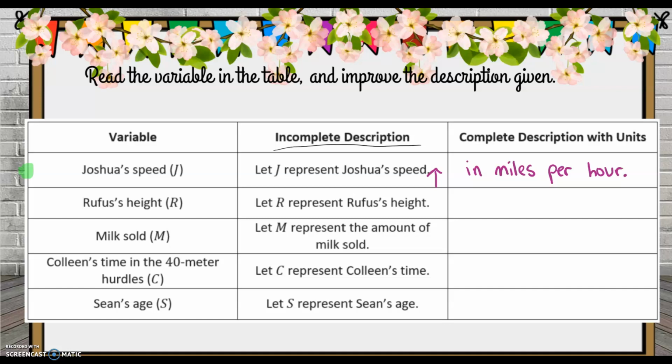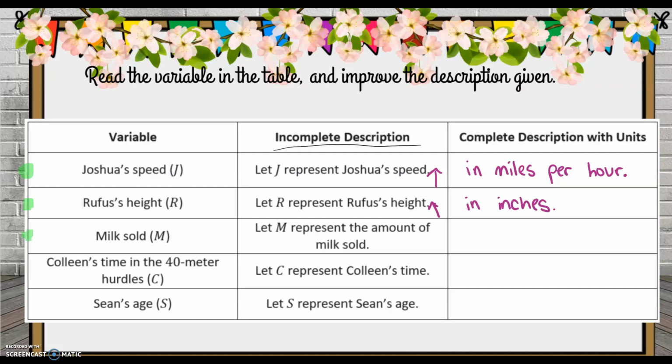So then the next one about Rufus's height. Let R represent Rufus's height. We can answer that description right over here and add in, I guess, in inches. Or we could have used in feet.